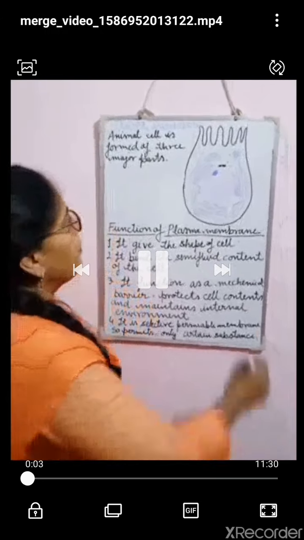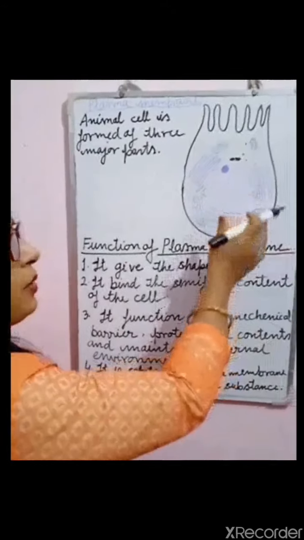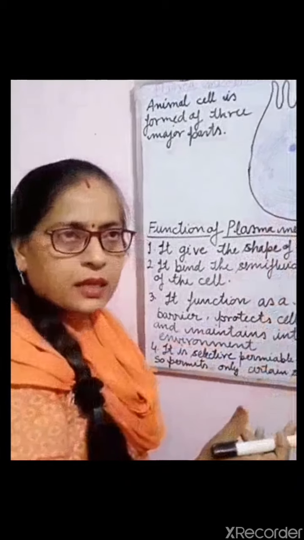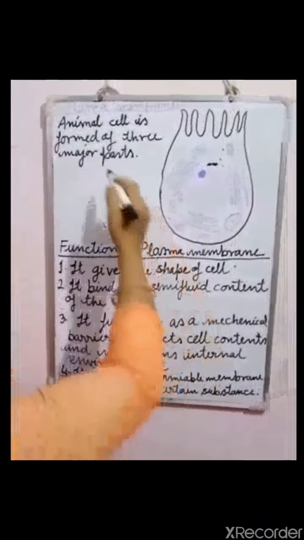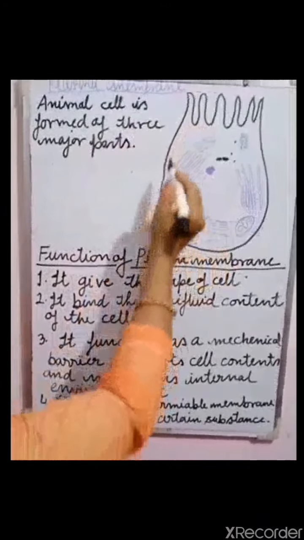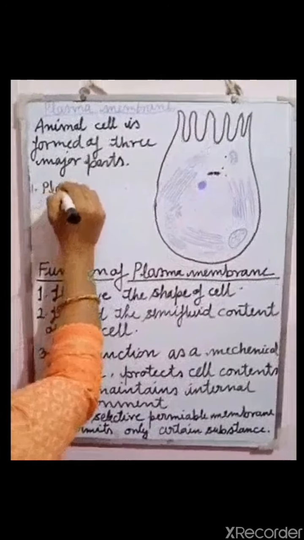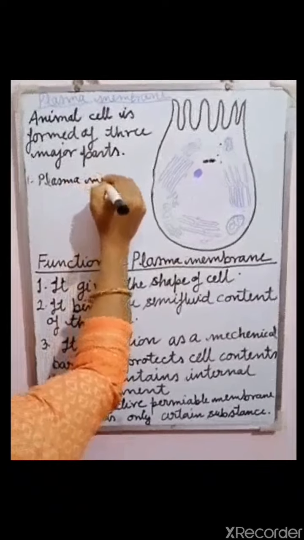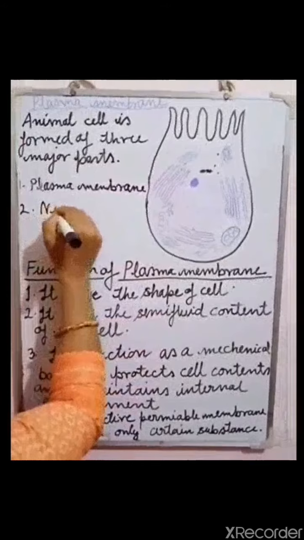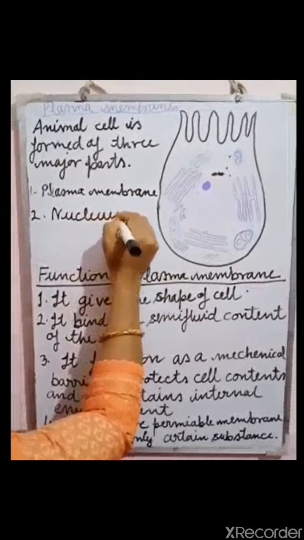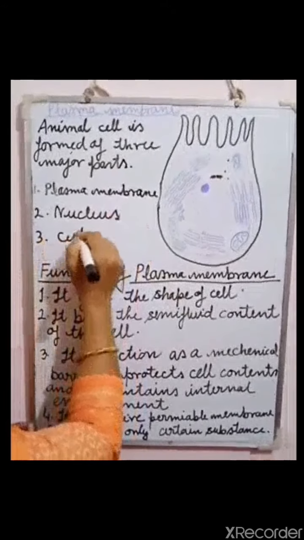Segment in the topic plasma membrane. I have already discussed the plant cell and animal cell and the differences between them also. Animal cell is formed of three major parts. First is the plasma membrane. Second is the nucleus. And third is the cytoplasm.